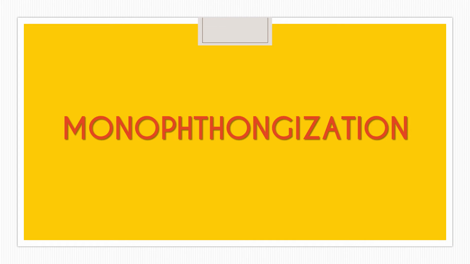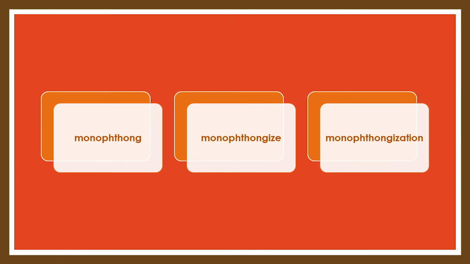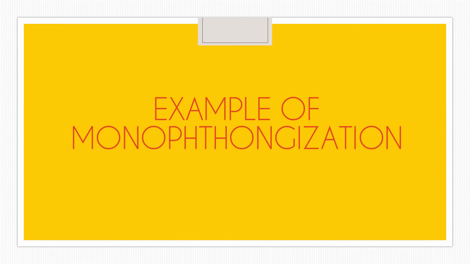If you want to define monophthongization, monophthongization is a process in which a diphthong or even a triphthong becomes a monophthong. Monophthong, monophthongize, monophthongization. What is an example of monophthongization?